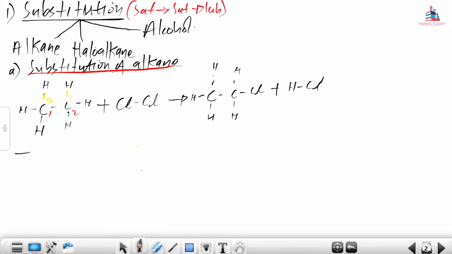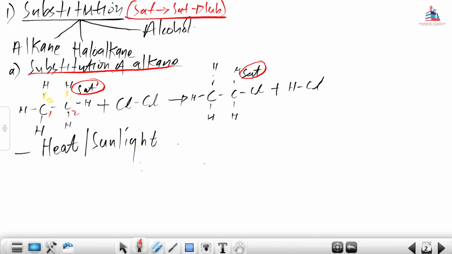So what do we need? We need heat or sunlight. So this is an important reaction condition for understanding a substitution reaction. If I am starting from an alkane to a haloalkane, because I am moving from saturated, and this one is also saturated, then this reaction must be a substitution reaction according to the analogy that we made.